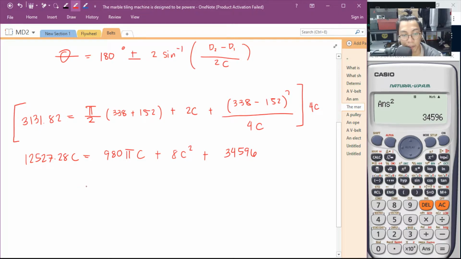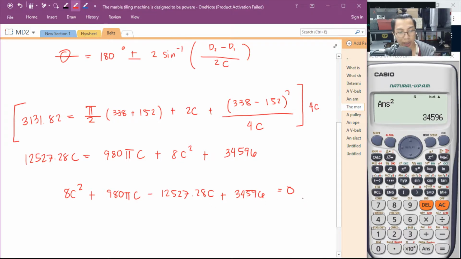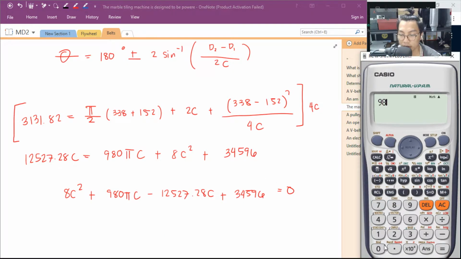So, ito na. Divide natin both sides by 8. Para makancel natin to. I-reform ko muna ha. So, 8C squared plus 980 pi C minus 12527.28 C plus 34,596 equal to 0. Now, you form a quadratic equation. Ang gagawin mo dito, pwede na ba yan, sir, mag-quadratic equation? Pwede na. Simplify mo na lang yung nasa gitna. Okay, simplify natin. So, that is 980 pi, so, negative yung gitna niya, minus 12527.28.